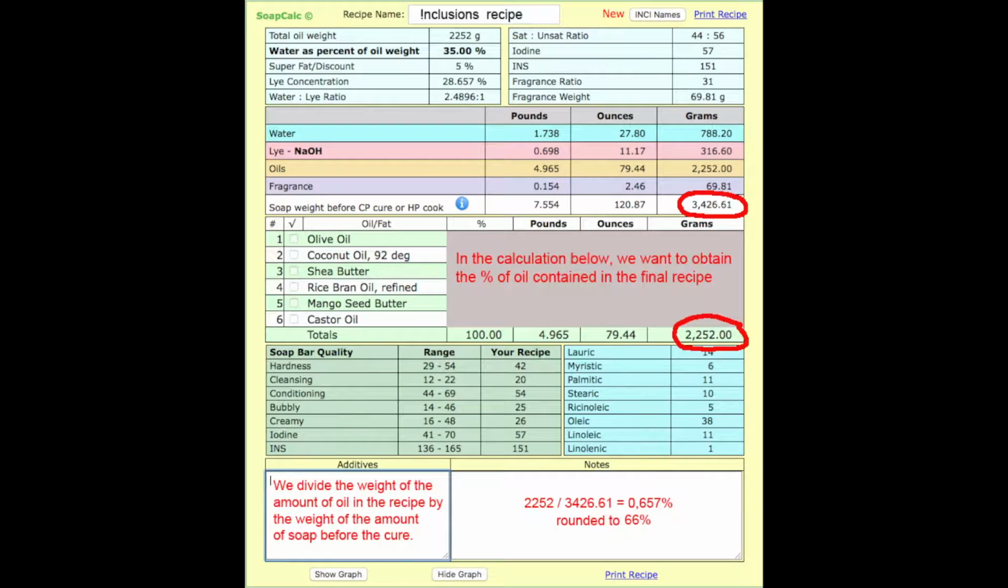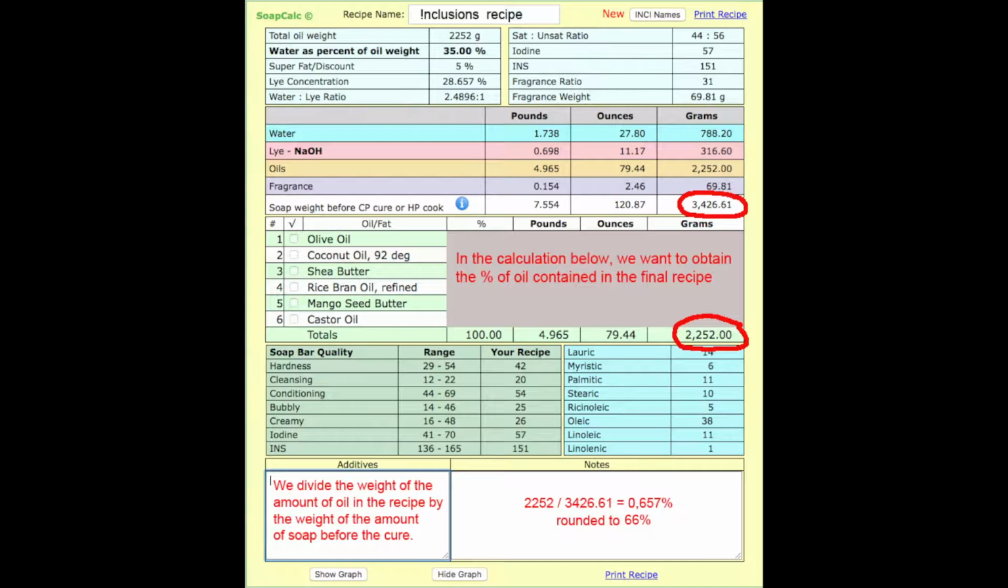And I use SoapCalc as my calculator. You have now this sheet on your screen. There are two figures that I circled. The first one on top represents the soap weight before the cure. It includes the water, the lye, the oils, and the fragrance, or the essential oil as you wish. That amount goes up to 3,426.61 grams. The second figure is the total amount of oil. It comes up to 2,252 grams of oil.